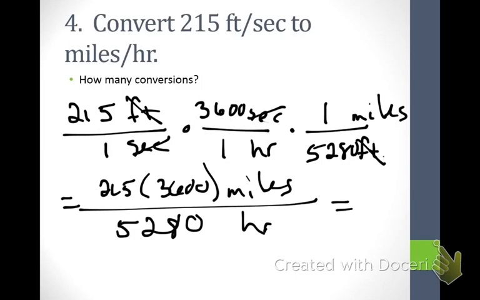Okay, so when we multiply and divide and all that kind of stuff, we're left with 146.59 miles per hour, which is a terrible way to write that, and you can't really see it, but you get the point. You see that on your paper. Okay? Make sense? All right. We'll try a few more of these.